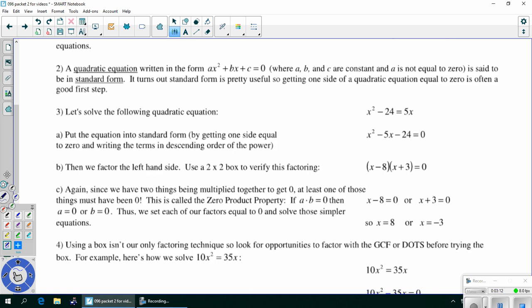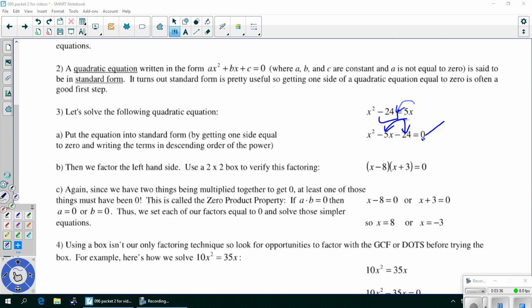So let's take a look at this example. x squared minus 24 equals 5x. I want 0 on one side, so we're going to subtract 5x from both sides. I'm going to intentionally write these three terms in a particular order. I like my x squared first. I like my x term second. So when I subtract that 5x, I'm not going to put it after the 24. I'm going to put it in the middle here. And then I've copied the negative 24 right there. And now it's equal to 0.